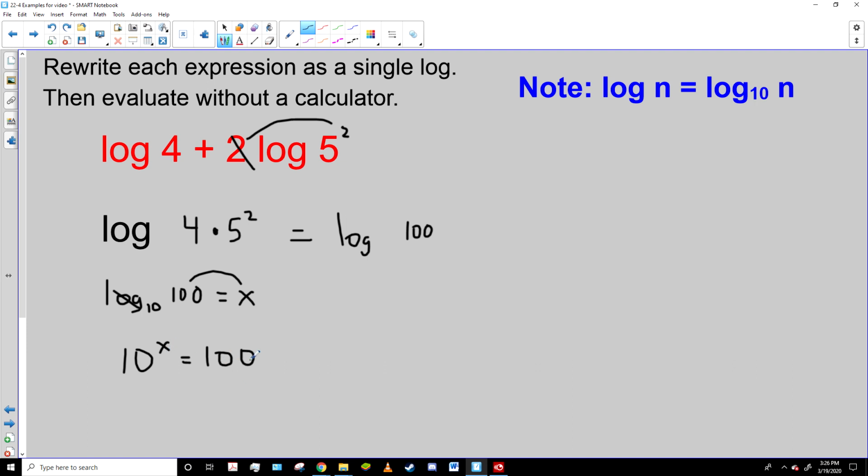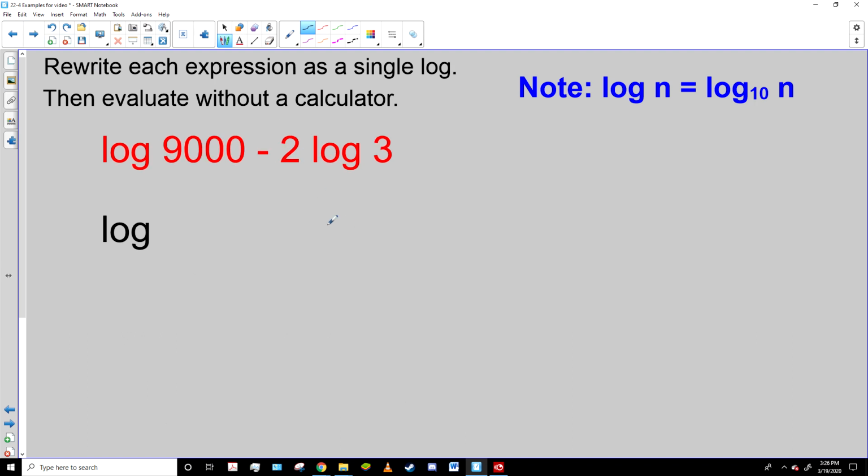And then from here you just have to figure out what power goes on x to make 100. Well, this has 2 zeros, so I need x to be a 2, because 10 to the second power is 100. So on your Schoology, on the second blank where it says evaluate, you will simply say 2, because the answer to this problem is 2. Log of 4 plus 2 log of 5 is 2.